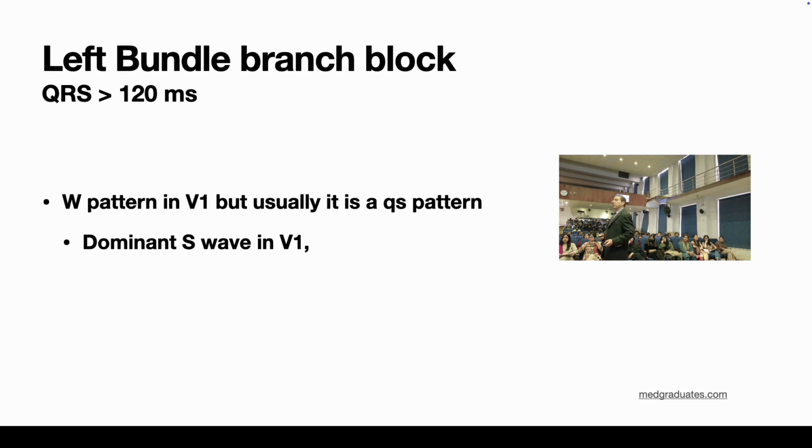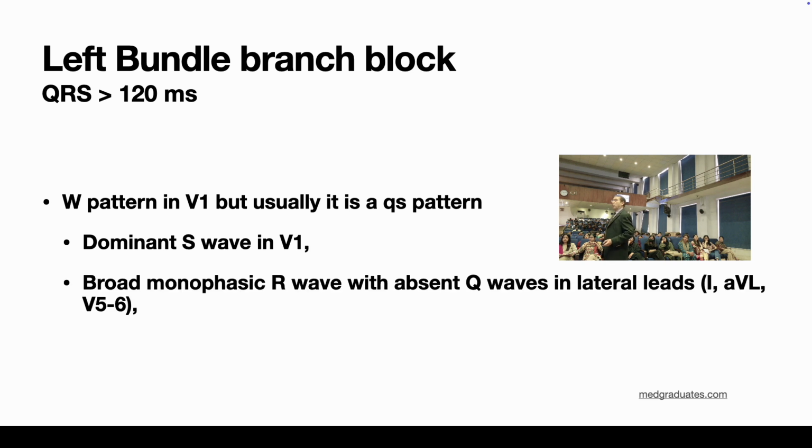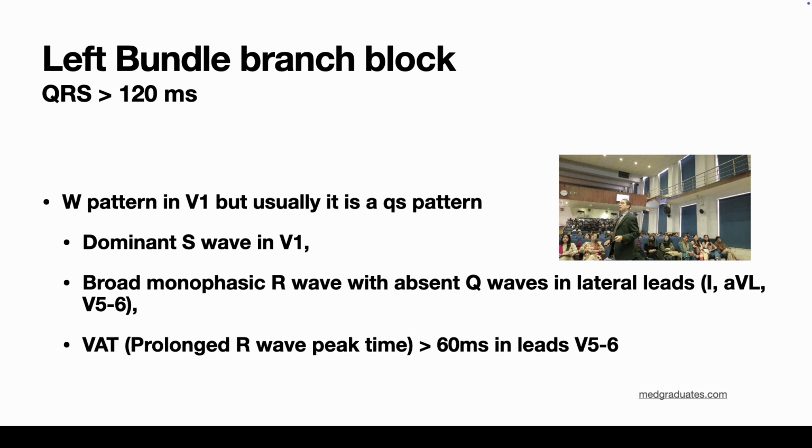Dominant S wave in V1. Broad monophasic R wave with absent Q wave in lateral leads like 1, AVL, V5, V6. So the lateral leads don't show Q waves. It's easy to remember lead V1: if it is positive, it's right bundle branch block. If it's negative, it is left bundle branch block.